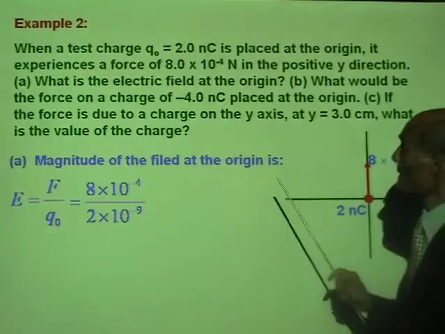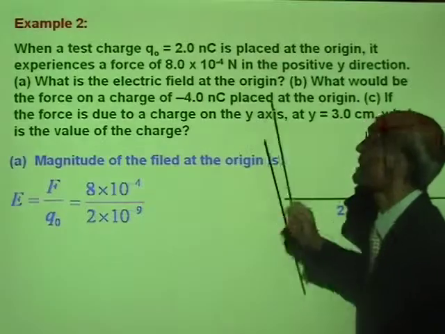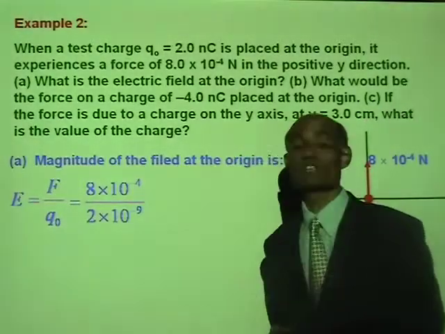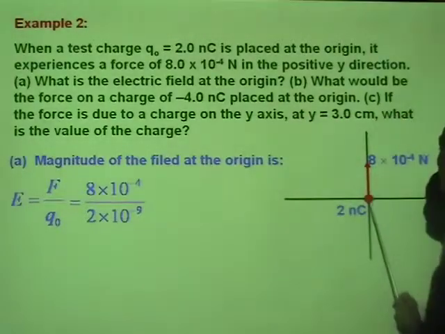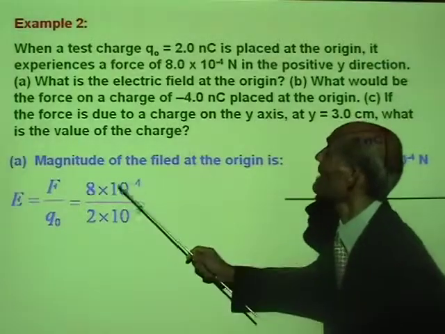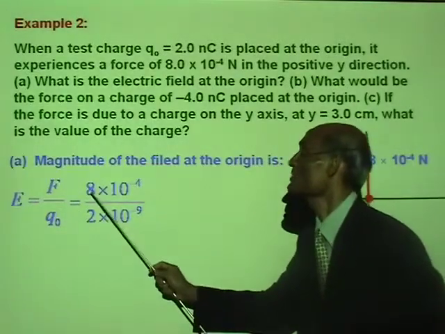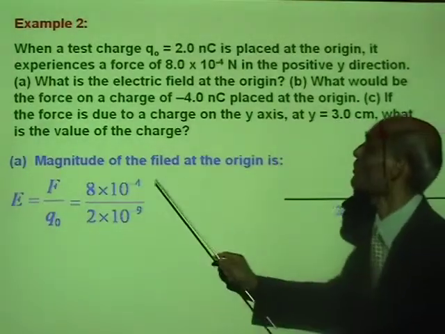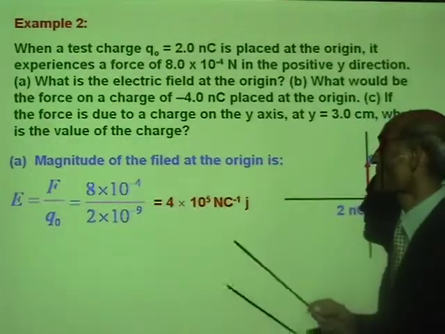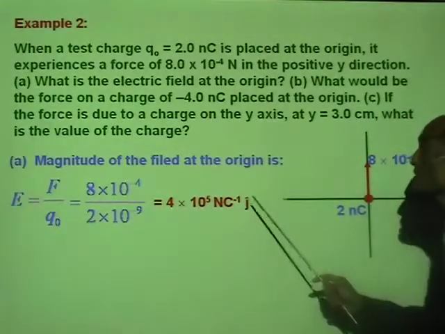Well, we need to find the electric field. What is the electric field at the origin? The electric field is force per unit charge. Now, a charge of 2 nanocoulomb experiences a force of 8 times 10 to the negative 4 Newton. Therefore, the force per unit charge is 8 times 10 to the negative 4 Newton divided by 2 times 10 to the negative 9 coulomb. That is 4 times 10 to the 5 Newton per coulomb J.